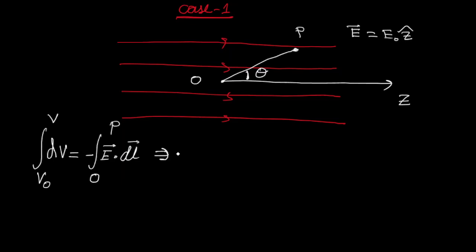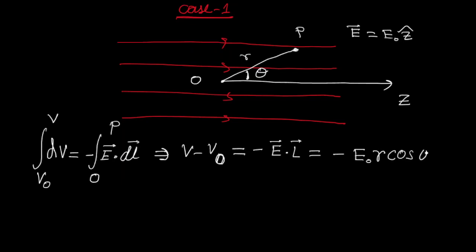When we integrate this, we get V minus V naught, that is the potential at point P minus the potential at point O, equals the line integral along this path. Since the electric field is uniform, it doesn't matter where we take the elemental length; the dot product remains the same everywhere. So we can take the electric field outside the integration, and integrating dl from O to P gives the length vector of OP. If this distance is r, we can write minus E dot L vector, and the angle between E vector and L vector is theta, so it is minus E naught r cos theta.